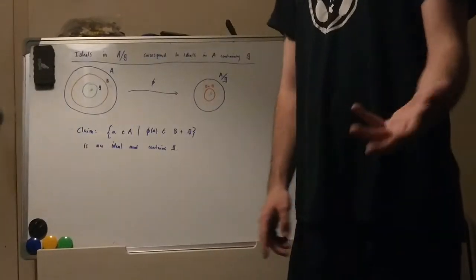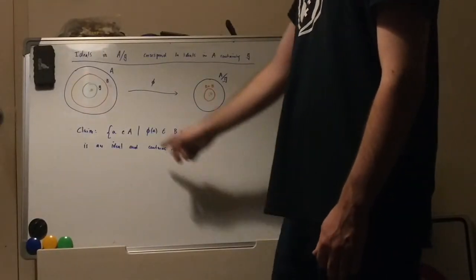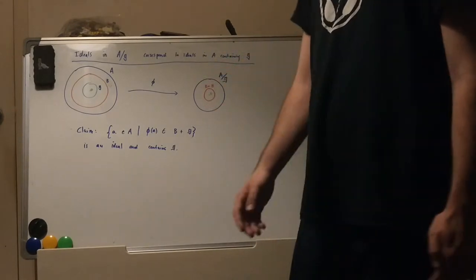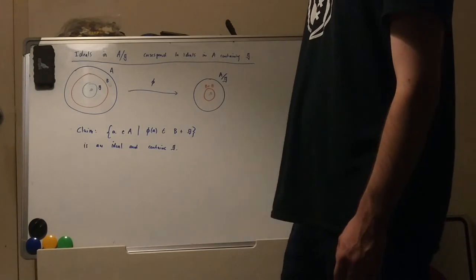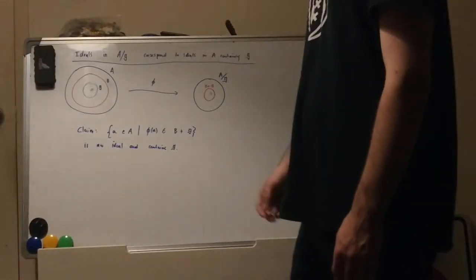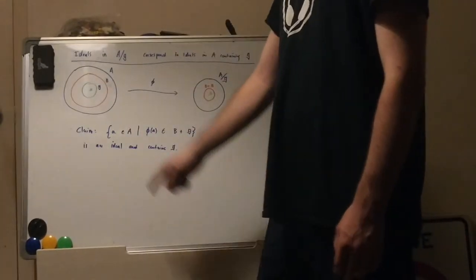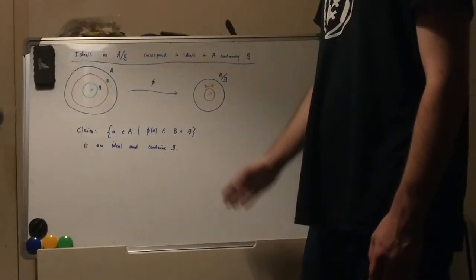Why does it contain G? Well, because G gets sent to 0, so we can just throw it in there, because it gets mapped to 0 anyway, and every ideal contains 0. So we've shown that the pre-image of an ideal here is an ideal there, which contains G. And so we can identify ideals here with ideals there, and so we've proven our theorem.